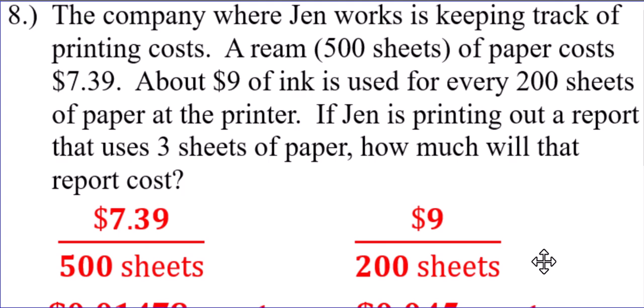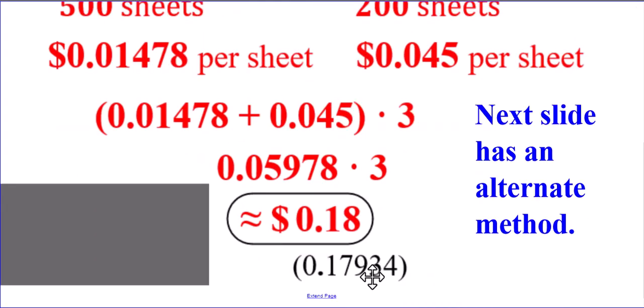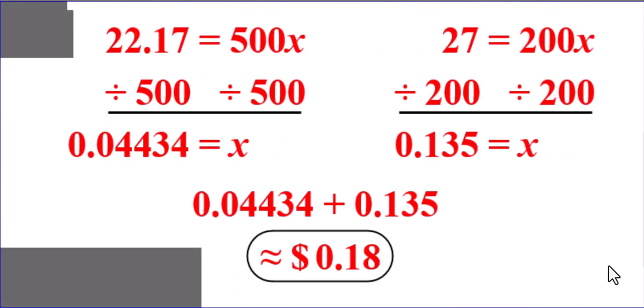It was actually 0.17938, but we round up because the 9 in the thousandths is big enough to make the 7 in the hundredths round up. And that gives you 18 cents for the 3 sheets report.